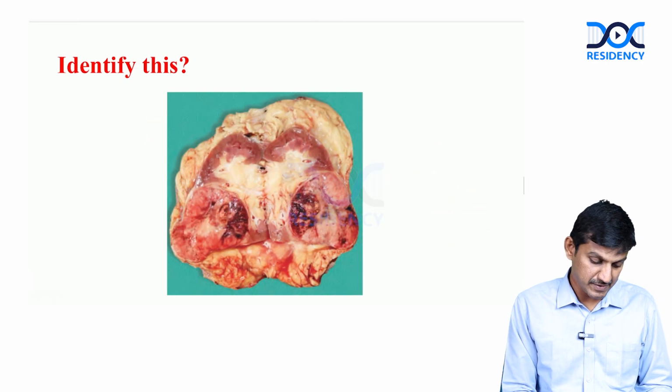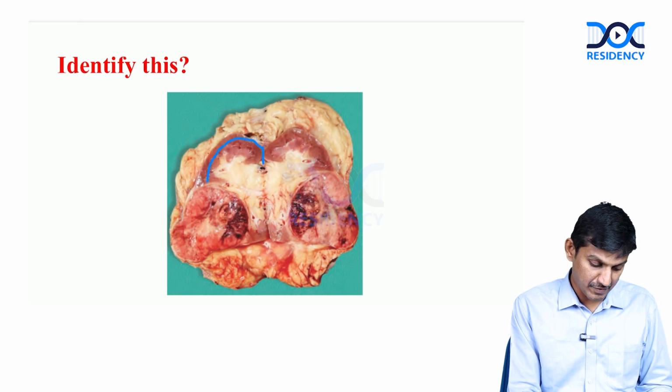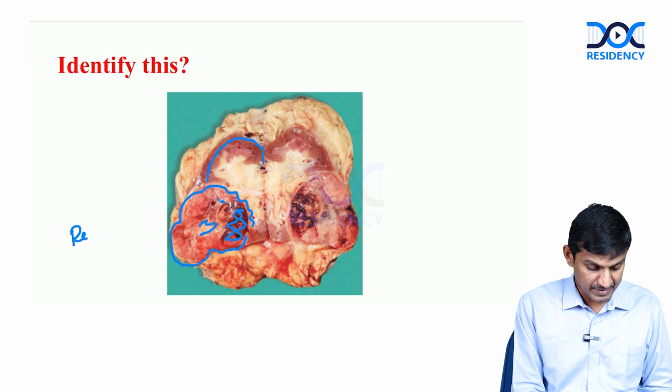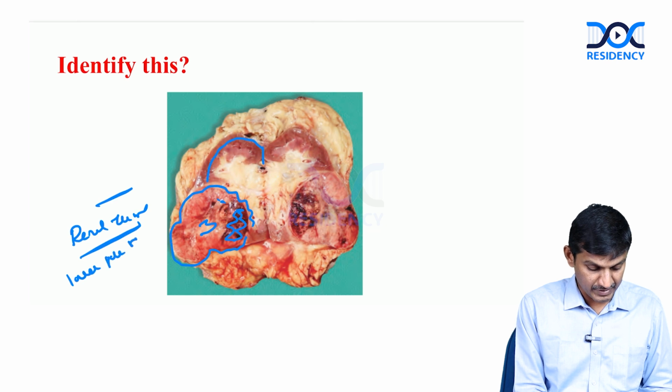So again, what is this specimen? Can you identify? This we already discussed. This is again a bivalved specimen of a kidney wherein you see a variegated appearance, with central scar and hemorrhage in it. So this is probably a case of a renal tumor predominantly involving the lower pole of the kidney.